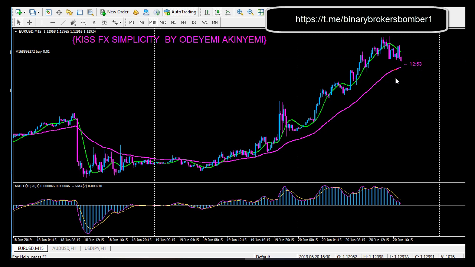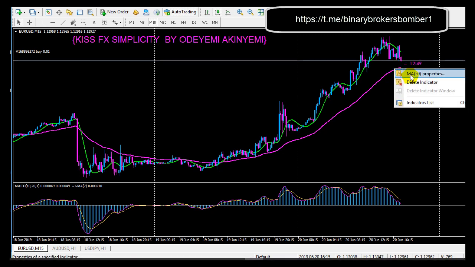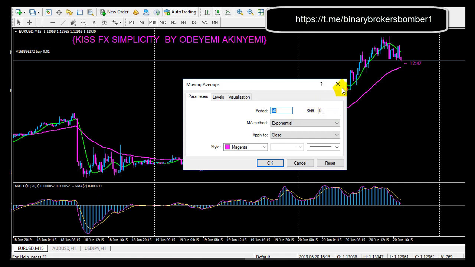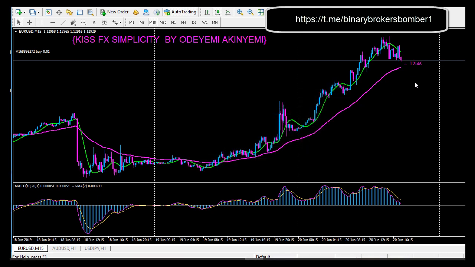EMA. The EMA is EMA 50, exponential moving average 50. When it touches this exponential, there is a possibility that it's not going to break the exponential. Remember, this exponential has been acting as support and resistance.